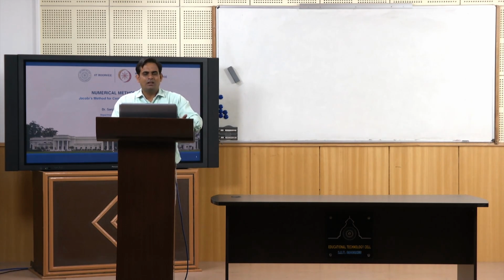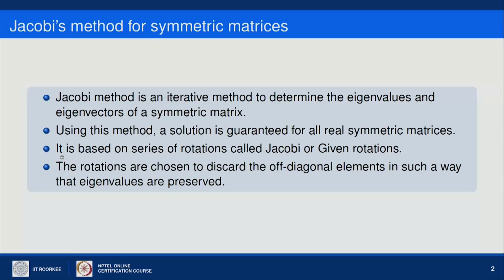Furthermore, the sequence will also contain the information about the eigenvectors of the matrix. So, this method is called the Jacobi method, and this method gives a guarantee for finding the eigenvalues as well as eigenvectors for a real symmetric matrix.